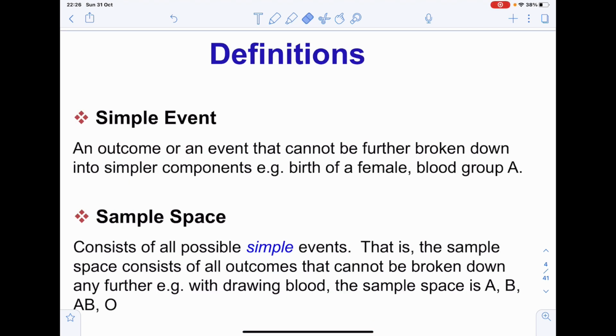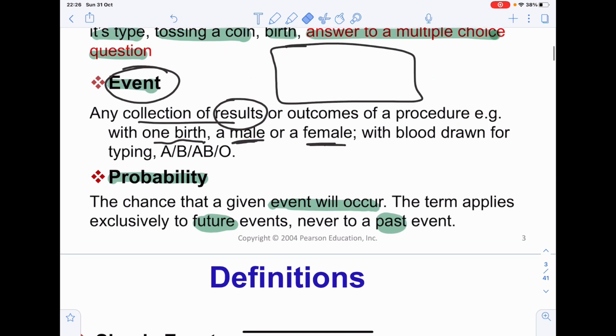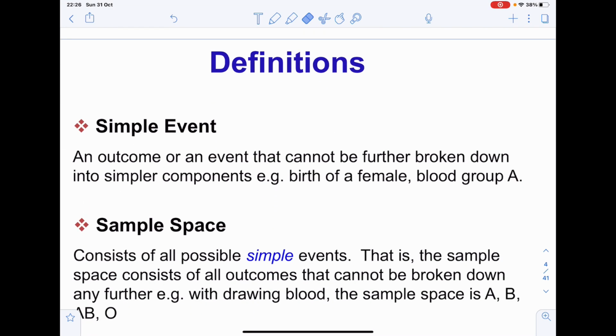We have here another definition, the simple event. What does simple event mean? Simple event is just an event that I can't break down. يعني أي event مثل تعريف الإيفنت اللي هنا, لكن هنا it is simple, so it is a simpler component, like for example a birth. من الطبيعي انك اذا تكلمتي عن birth تتكلمي عن girl or boy. So the simple event is the event of having a girl or the event of having a boy.